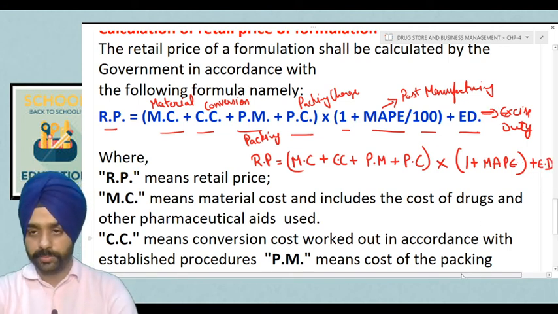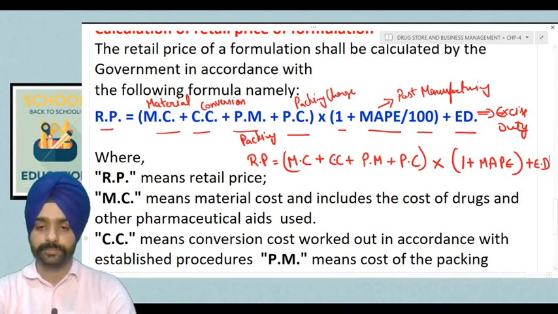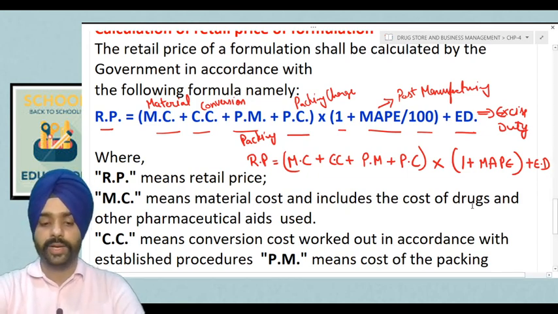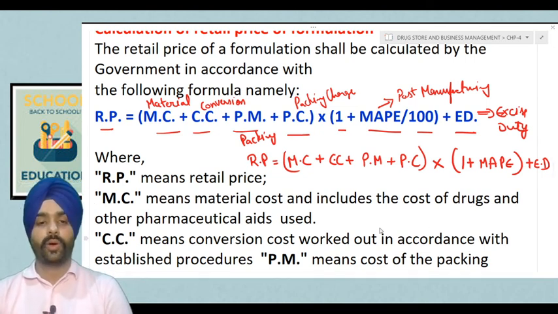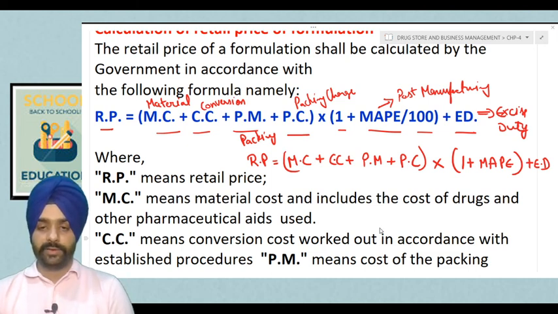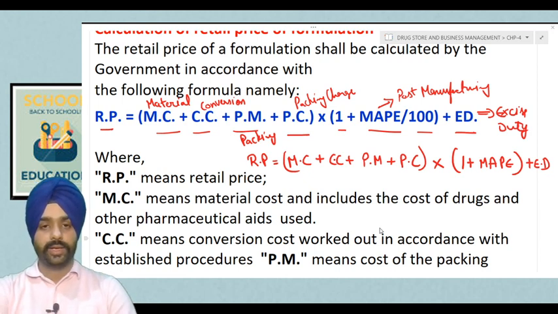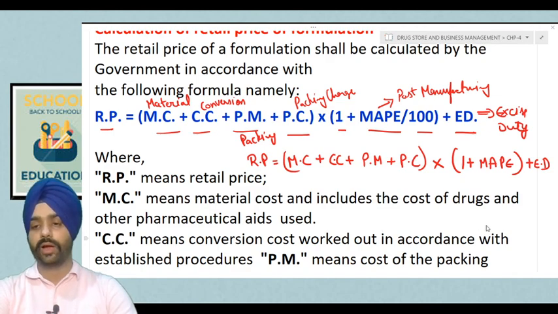So students, you must remember this formula to calculate the retail price for a particular drug. This was all about the pricing method of bulk formulations, and how to calculate the ceiling price, the average price, the maximum retail price, and the retail price of a formulation. So keep revising them, and this was all regarding your chapter number 4, that is drug house management.